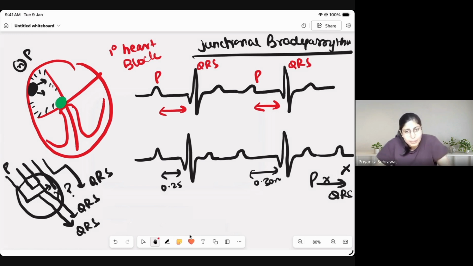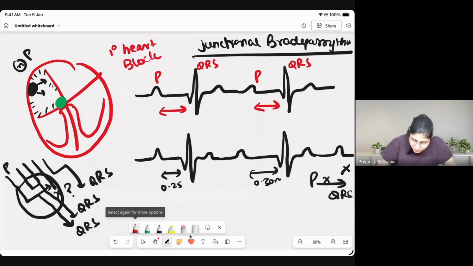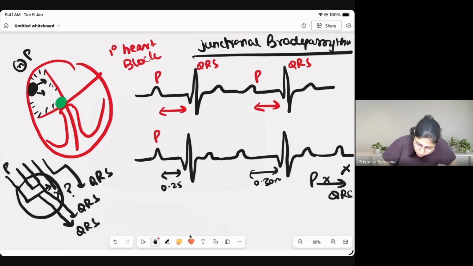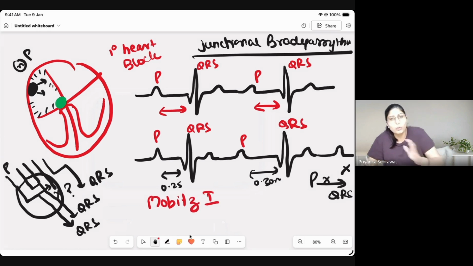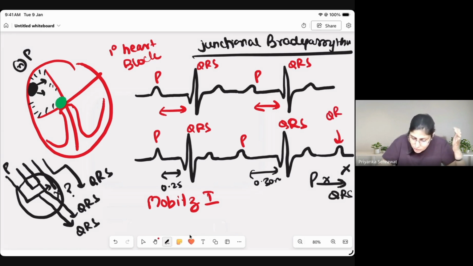So Mobitz type 1 में क्या होता है? Progressive prolongation. When I say Mobitz type 1, नींद में भी आपको ये याद होना चाहिए. You say progressive prolongation. That's it. प्रोग्रेसिव प्रोलॉन्गेशन. ठीक है, तो Mobitz टाइप 1 को कैसे याद रखोगे? प्रोग्रेसिव प्रोलॉन्गेशन ऑफ PR interval. This is Mobitz type 1. Progressive prolongation of PR interval till one QRS gets dropped.